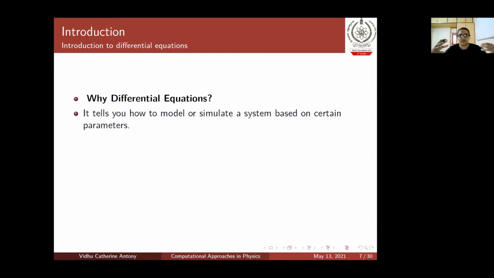Okay, how does not just time, but rather any other parameter. So it tells you how to model or simulate a system. Now you notice that if you take Newton's laws of motion, you have differential equations there. If you take the Schrodinger equation, you have differential equations there. So from big to small, all these things are basically governed by differential equations.